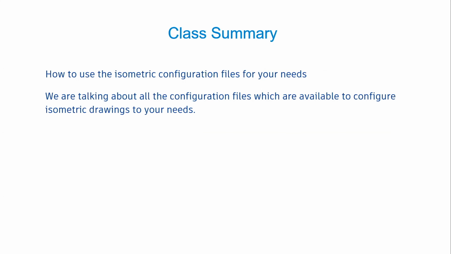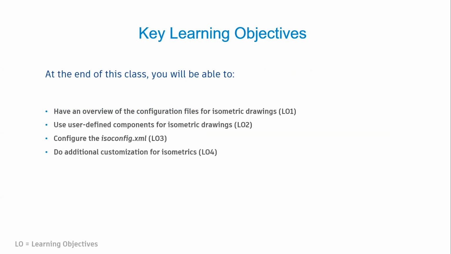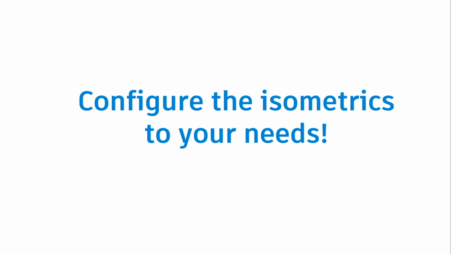But what about this presentation? After this presentation, you will know how to use all isometric configuration files for your needs. At the end of this class, you will have got an overview of the configuration files for isometric drawings. You are able to use user-defined components. You can configure the IsoConfig XML, and you can set up additional customization for isometrics. All in all, you will be able to configure the isometrics to your needs.